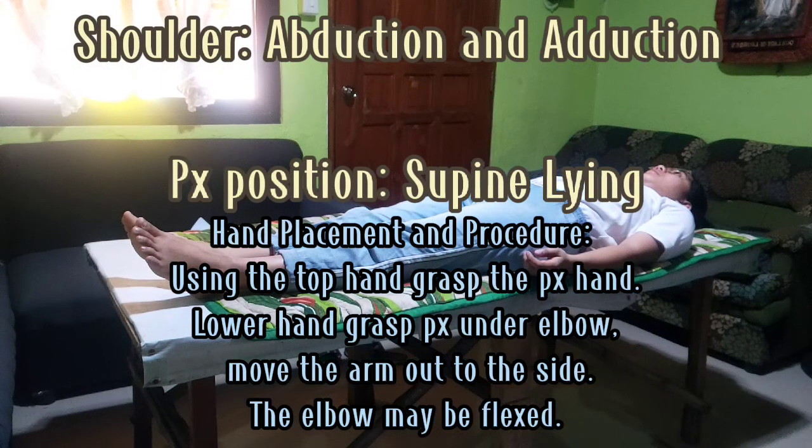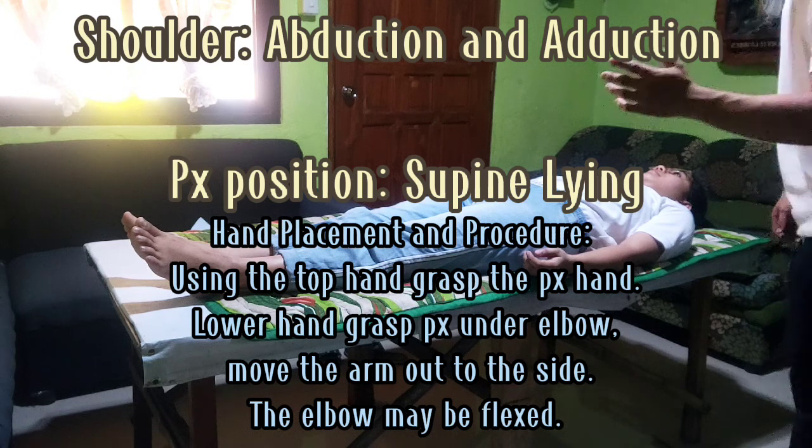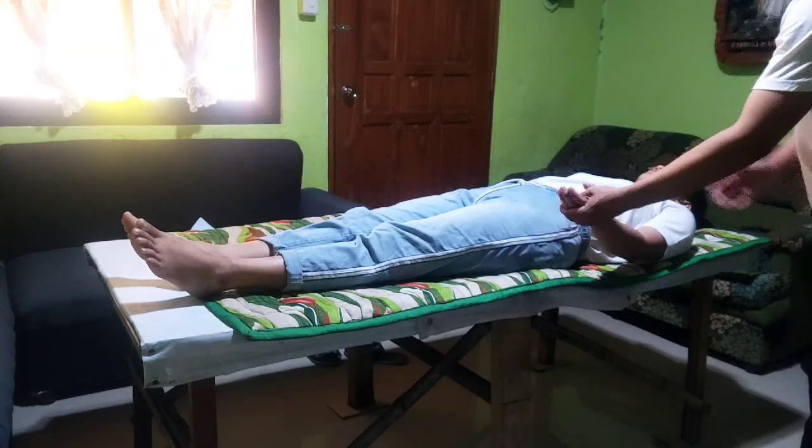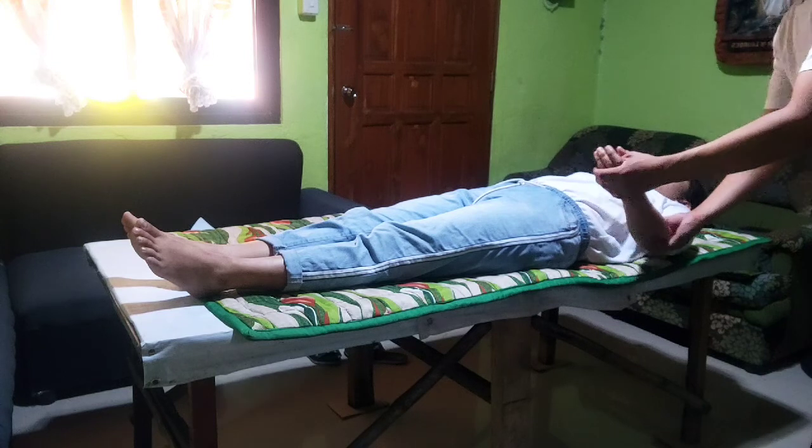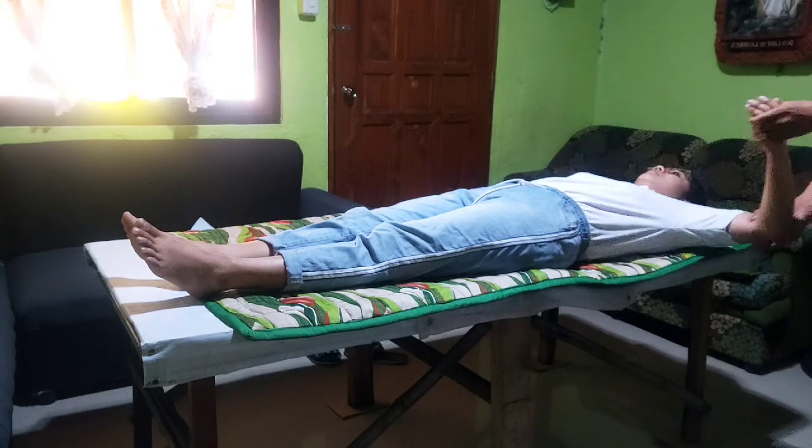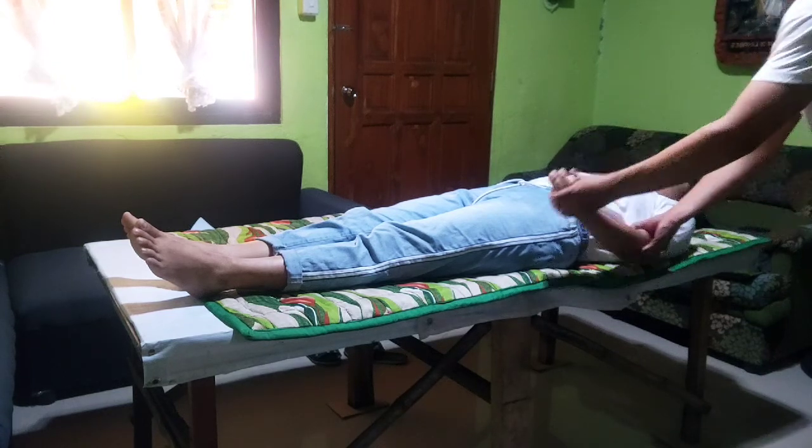Patient position, supine, hand placement and procedure. Using the top hand, grasp the patient's hand. Using the lower hand under the elbow, move the arm out to the side. The elbow may flex.